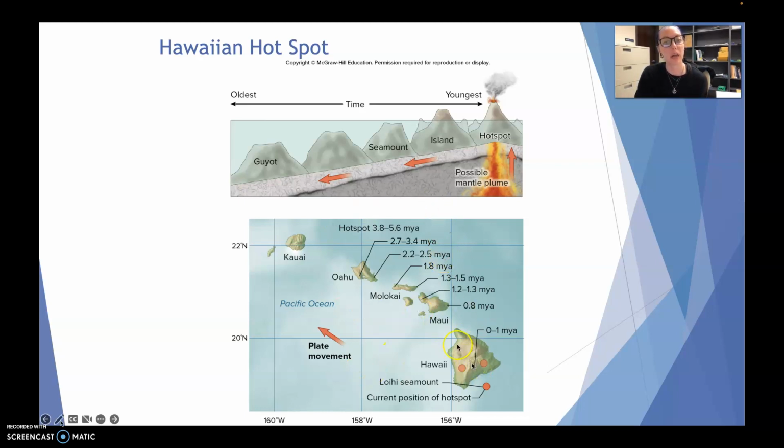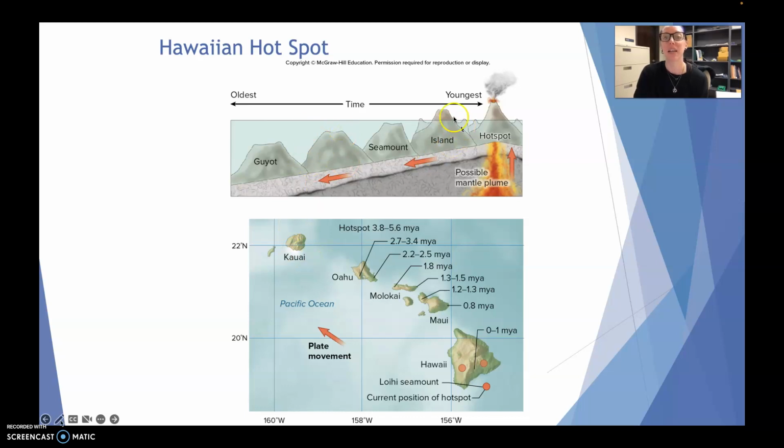What's pretty cool, and we'll learn further about this later on, is that as the plate keeps moving, and that's what this red arrow is indicating, that movement to the northwest of the Pacific plate in general, the hotspot stays in the same place, right? So from here we can discern that the island of Kauai is the oldest of all of the main islands of Hawaii. And if we were to look underneath the surface of the water, we would probably be able to see further islands that we call seamounts or guyots. These are basically islands that are underwater. They don't have any tips sticking up above the water.